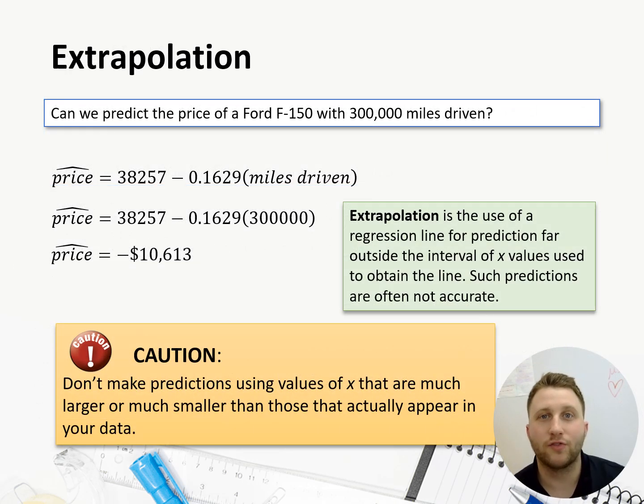Now, if we were asked to do the exact same exercise, predict the price of a Ford F-150 that's been driven 300,000 miles, you could not follow the same steps. The reason why is because this would be considered an extrapolation: the use of a regression line for prediction far outside the intervals of x values used to obtain the line. So these are not typically accurate predictions, and you should be very careful. You as the student or the statistician in the real world are responsible for knowing when it's appropriate to use a regression model and when it's not.